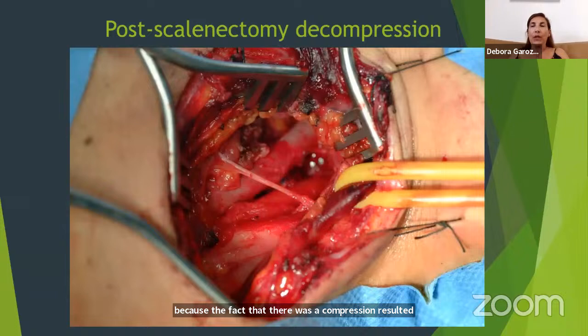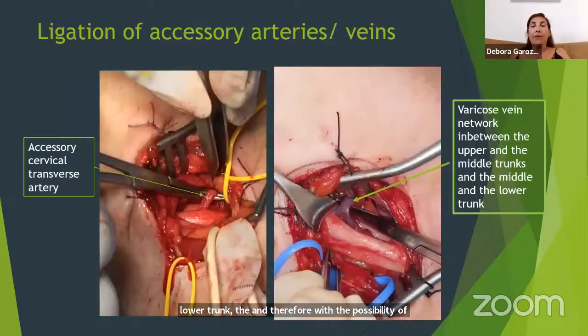And pay attention when you perform this neurolysis, because the dissection may also involve fibrous bands between the lower trunk, the Sibson fascia, and therefore there is the possibility of damaging the pleura. Occasionally, as I said, you might encounter accessory arteries and veins, and it's important to ligate them in order to have no conflict with the neural structures.